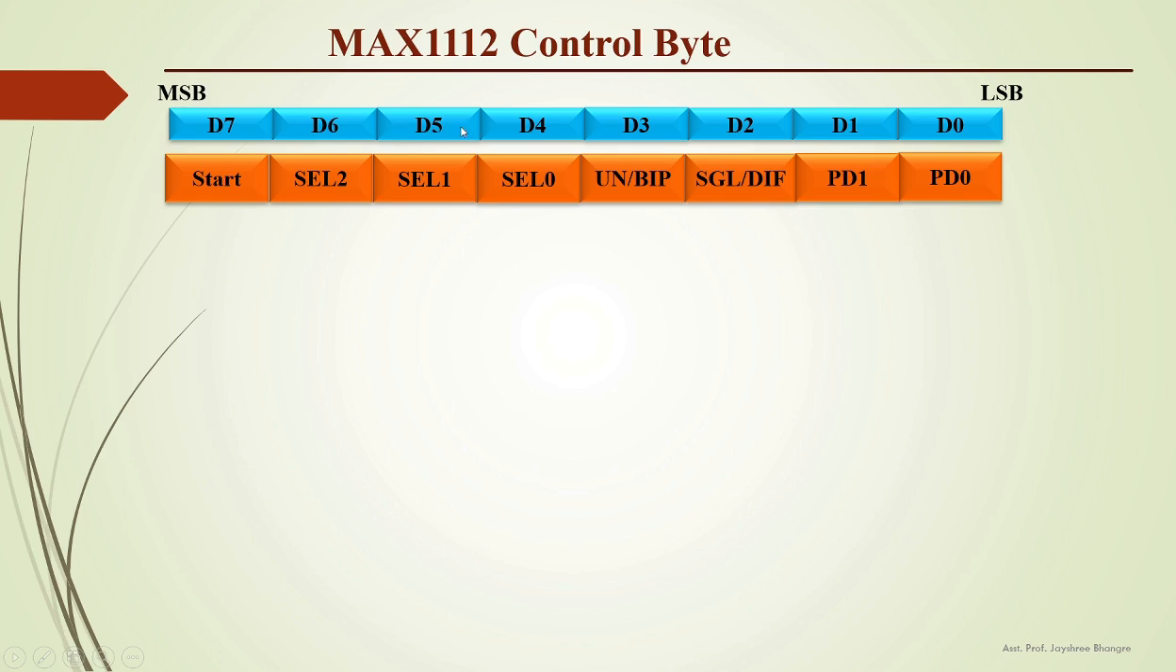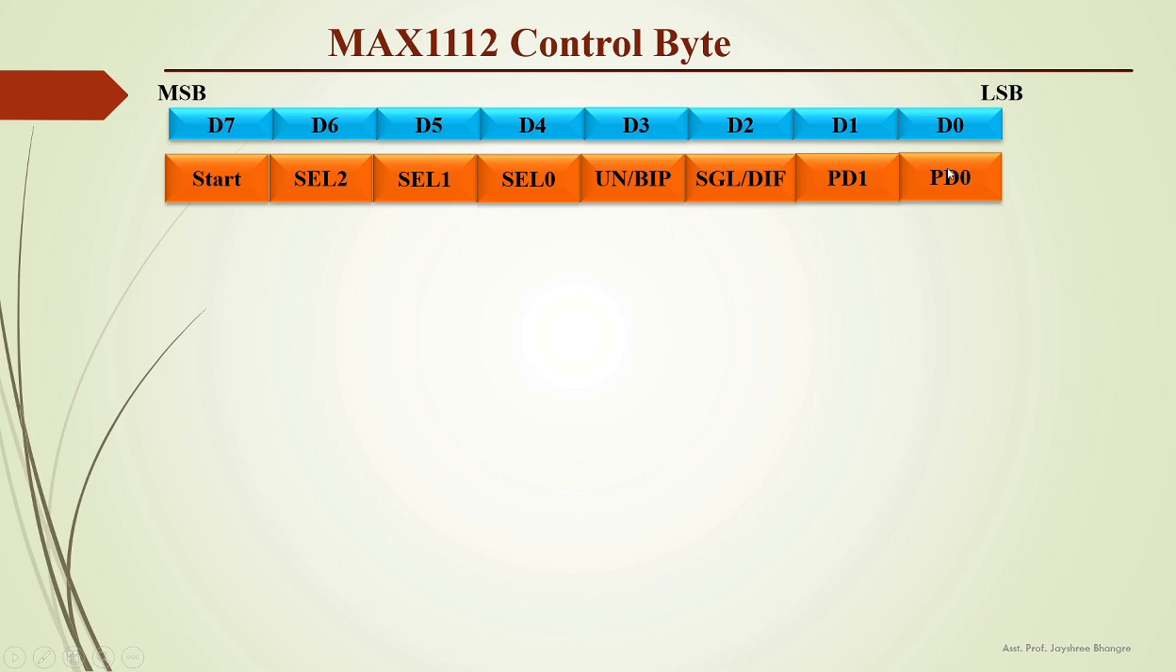Then D6, D5 and D4 are the selecting bits, that is SEL2, SEL1 and SEL0. These are channel selecting bits. Then D3 is the unipolar and bipolar bit. D2 is the single-ended or differential-ended mode selecting bit. This is PD1, which chooses the operation of the chip, and PD0 decides the use of a clock. That means whether we want to use the external clock or the internal clock. So this should be decided by this bit.